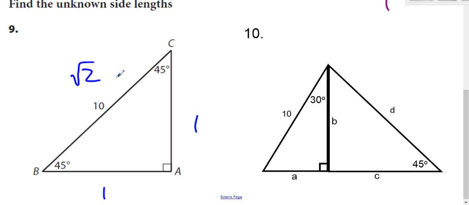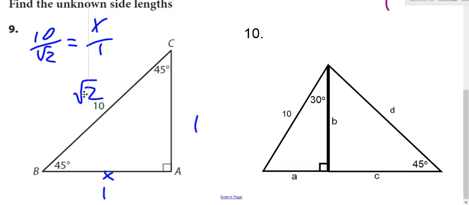Write your ratios, 1, 1, square root of 2. Fill it in with the triangle, and then just write your proportions. You have 10 goes with the square root of 2. You could write it this way, where you just take the 10 with square root of 2, and then the side we're trying to find with the 1. You can set it up either way, where you take the side with itself, or you could go leg over hypotenuse, leg over hypotenuse.